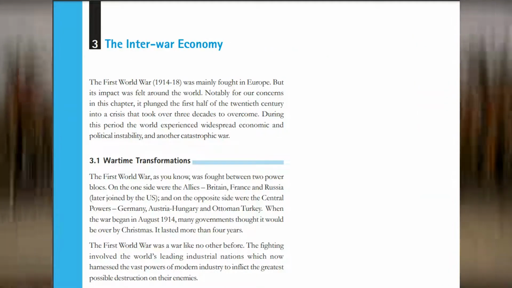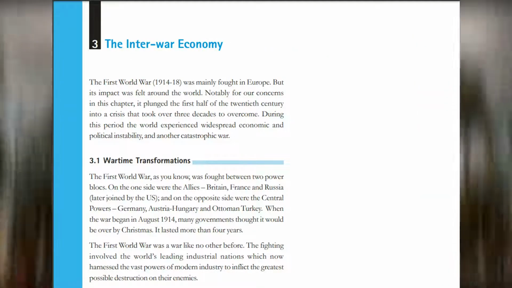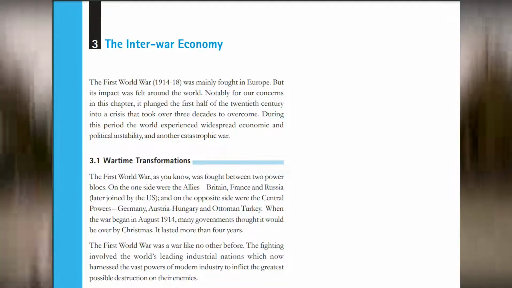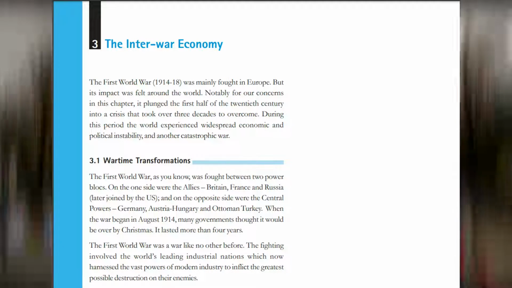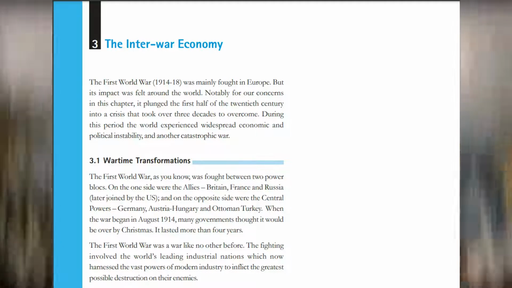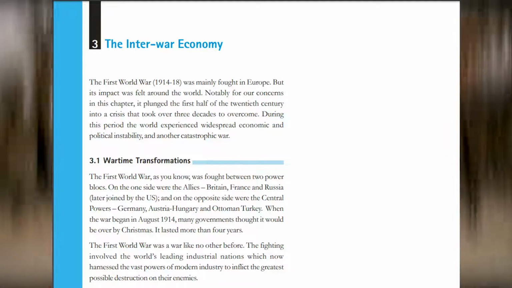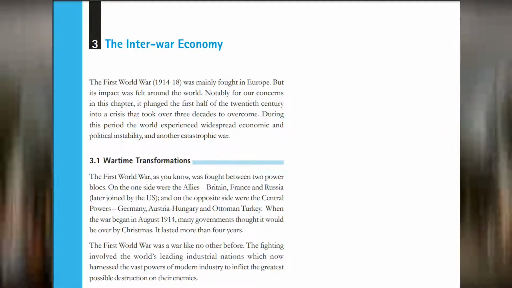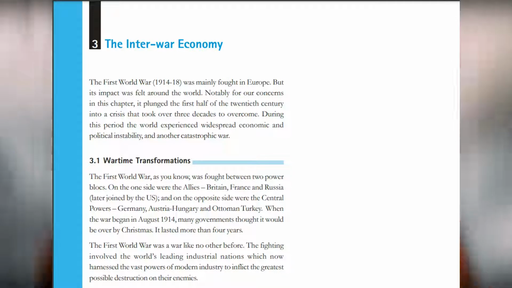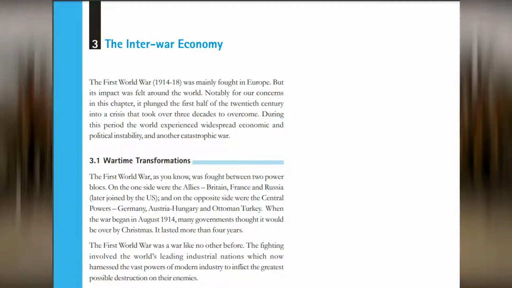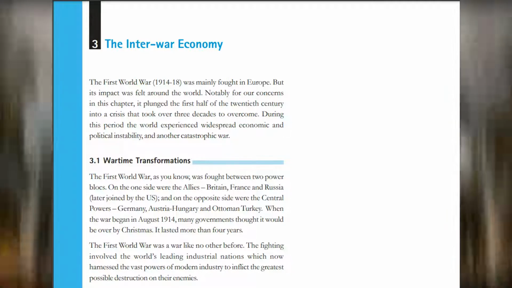The interwar economy. The First World War, 1914-18, was mainly fought in Europe. But its impact was felt around the world. Notably for our concerns in this chapter, it plunged the first half of the 20th century into a crisis that took over 3 decades to overcome. During this period the world experienced widespread economic and political instability, and another catastrophic war.